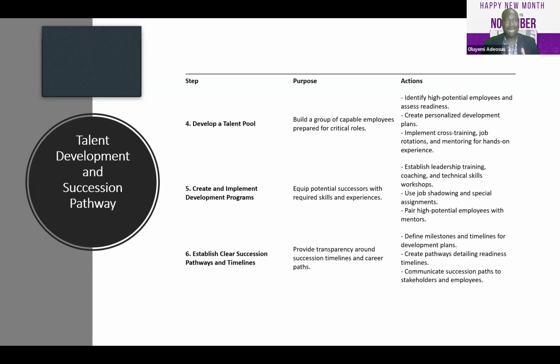For every goal, there must be a timeline, a time frame, a window. We want to be able to provide transparency around succession timelines and career paths. Define milestones and timelines for development plans. Create pathways detailing readiness timelines. Readiness is when you identify a competency and a competency level.